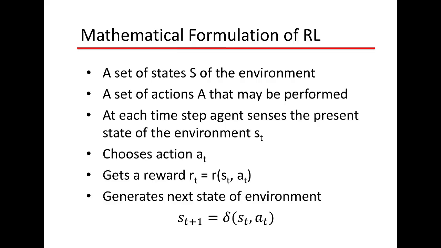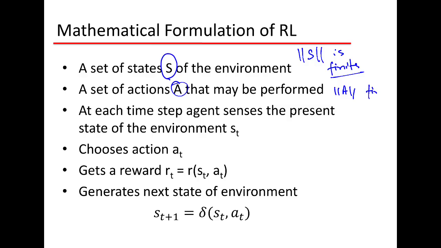Okay, so let's look at it more carefully. How do we formalize this setup of environment and agent? So let's say there's a set of states S of the environment. Let's say they are finite, so only a finite number of states. Later you can think about infinite states as well, but for now let's just think of a finite number of states. And there's a set of actions that can be performed, and we again assume that this set of actions is also finite.